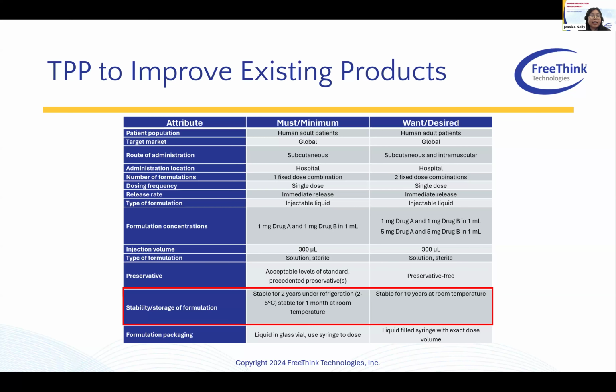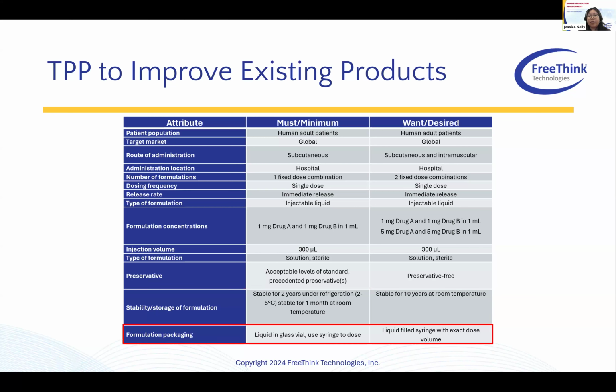And now here in the stability and storage formulation attribute, we can see that there is a wide range in specifications between the must and the want column. So the need is for the product to be stable for 2 years under refrigeration and stable for 1 month at room temperature, whereas the desire is for 10 years stability at room temperature. And this wide gap allows room for discussion on what requirements are preferable in the event that generated stability data shows the drug product can be stable somewhere between the must and want columns, or even if there are multiple acceptable stability conditions.